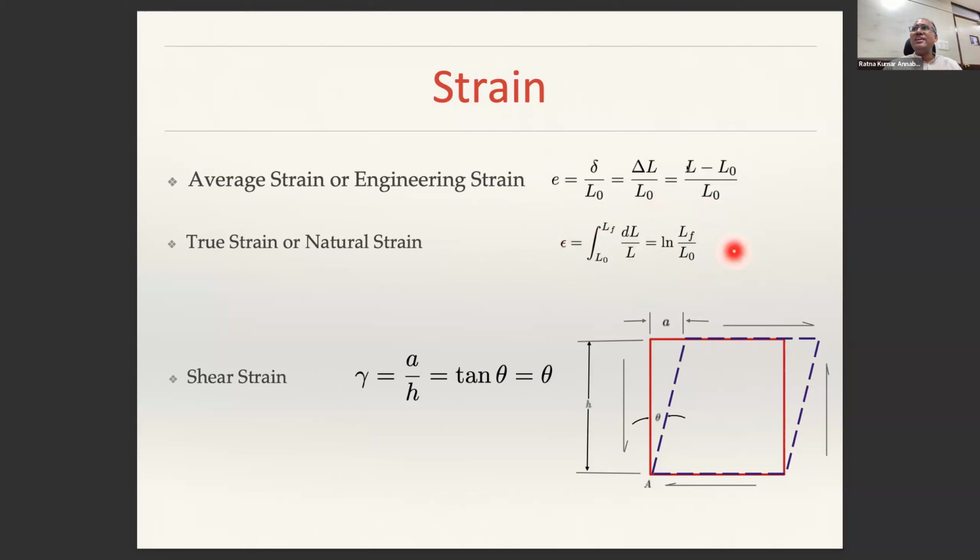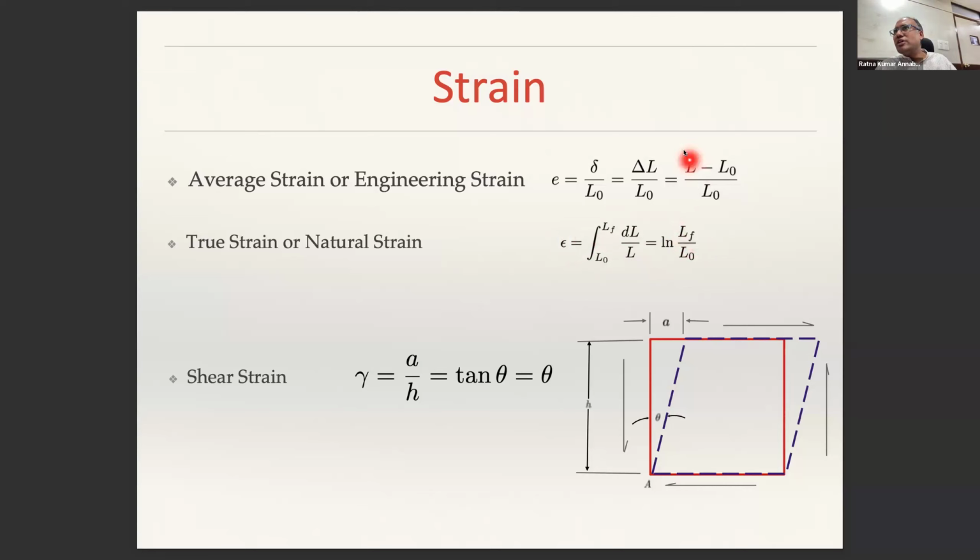So one can always write a relationship. So L is like LF here. So LF minus L naught by L naught. So I can write LF by L naught minus 1, right? So LF by L naught is equal to 1 plus E. E is engineering strain, so I can replace this LF by L naught as 1 plus E. Are you able to see that? I am saying that true strain epsilon is equal to natural log LF by L naught.